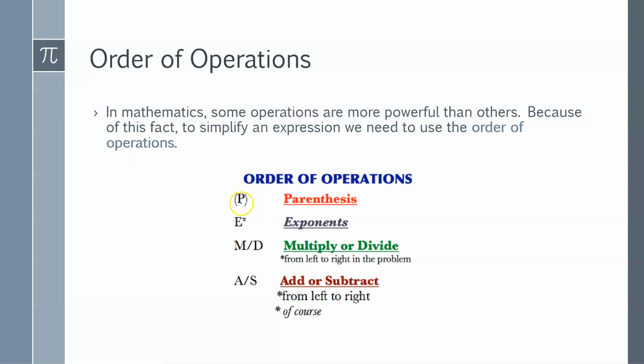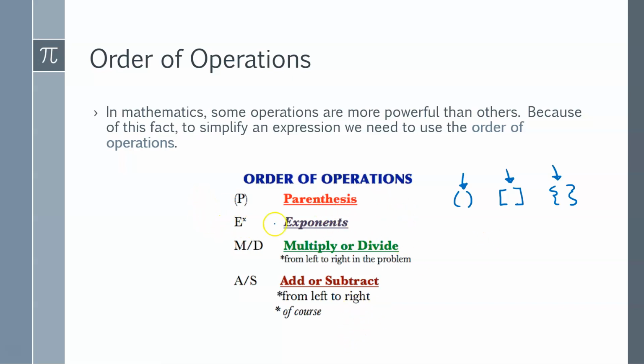So the first one is parentheses, and it looks like this. We could also have brackets or braces. Now with parentheses, you're simplifying what's inside first. This is key. So we have to simplify what's inside first, and then once everything inside is simplified, we can drop the brackets. And then we move on to our other steps.